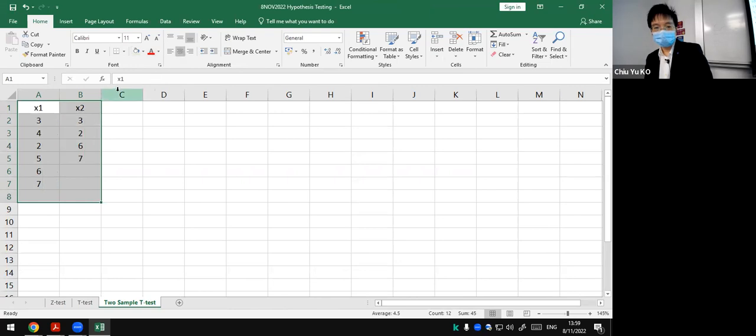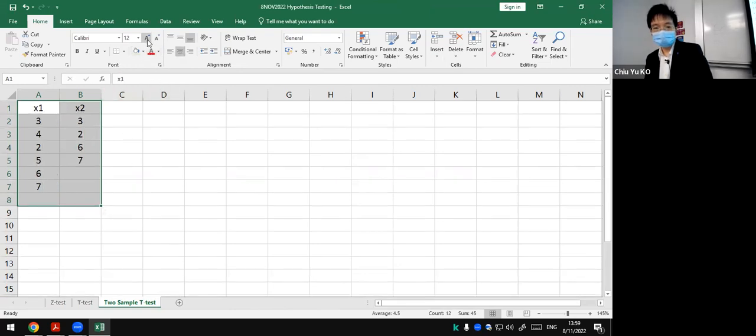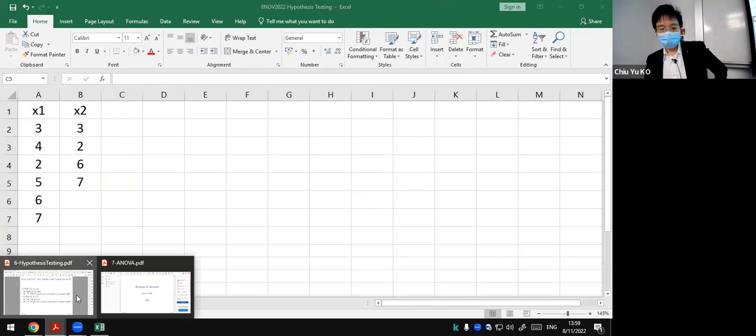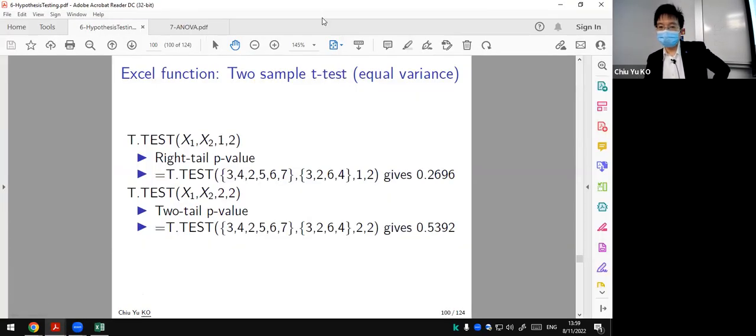So these are the data. Okay. These are data. So what we want is to apply a T-test on it. Okay. And here we can see we have equal variance. Equal variance is when the last element is 2.